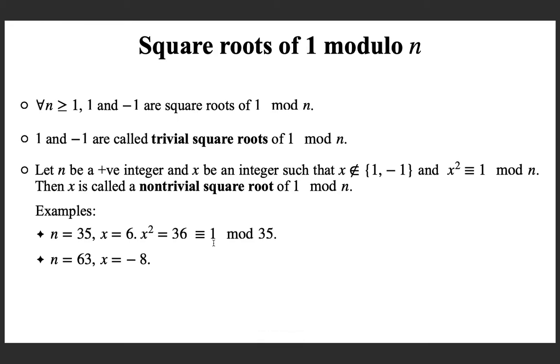Another example, take n as 63 and x as minus 8. If you look at the square of minus 8, it is 64, which is congruent to 1 mod 63. So, in this case, when you square x, you are getting 1 in this modulo system, and hence minus 8 is a square root of 1, which is a non-trivial square root. So, I hope you are getting what are non-trivial square roots for a number system.